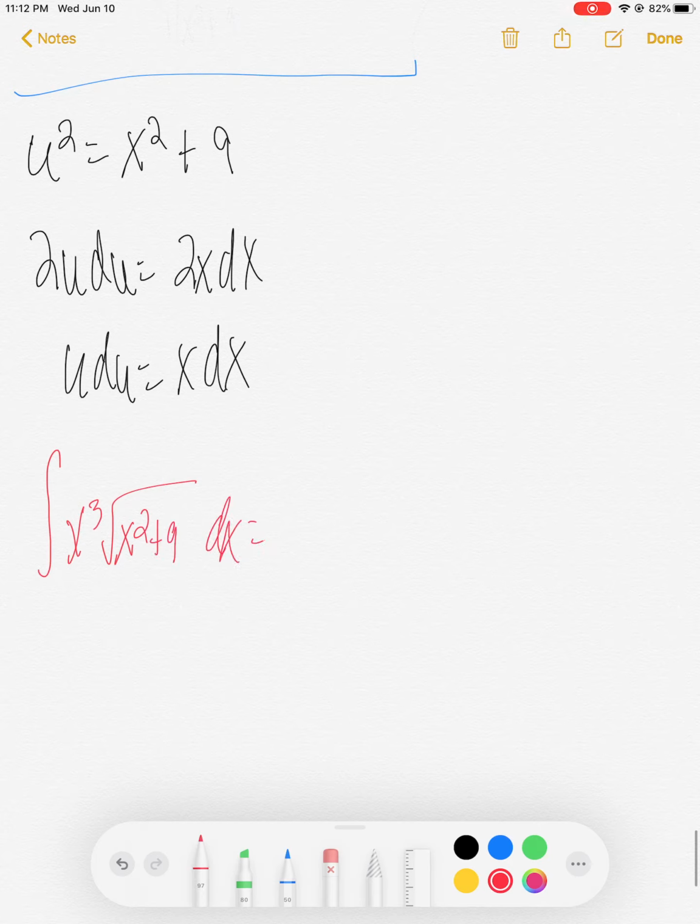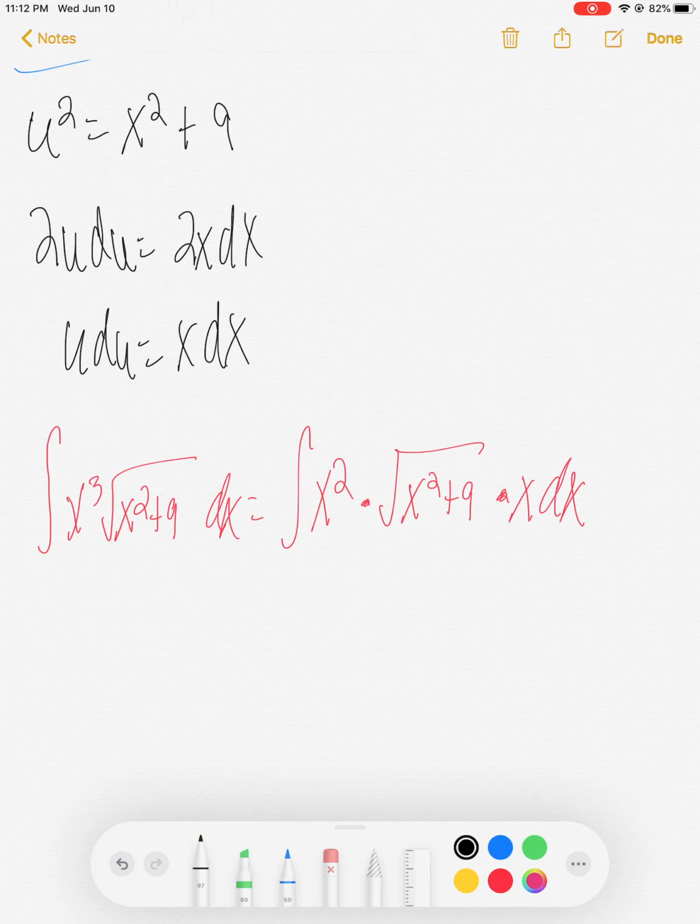Oh, okay, I see. So this one is quite tricky. I see the trick now, the other trick. So what I'm going to do, and wow, this is dirty, I am going to rewrite my integral. So I've got the integral of x cubed root x squared plus 9 dx.